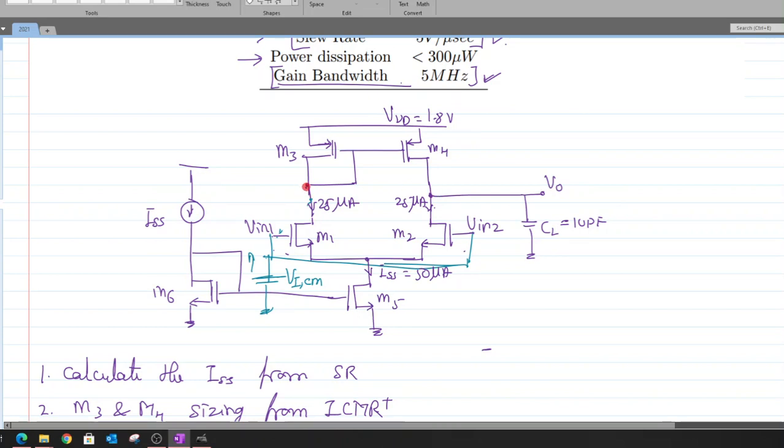First, let us evaluate the gate potential, or the potential at this particular node that I need to have. In order to have a current of 25 microampere flow across this branch, the M3 transistor has to have a voltage across its gate and source. We call that voltage VGS3, and I put a modulus just because it's a PMOS transistor.